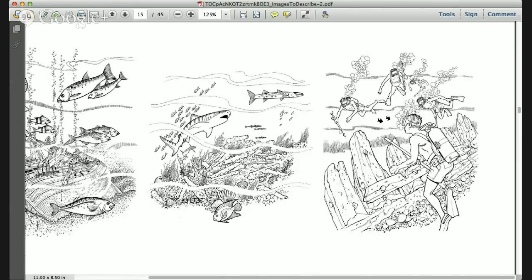Does anyone know what they're wearing? It's scuba diving. Yeah, good. Scuba gear. Scuba diving. Yes, spearfish. On their feet, they have flippers. On their eyes, they have goggles. On their back, they have an oxygen tank. They have a weight belt with a weight. Yeah, good. They've got a waistband or a belt.